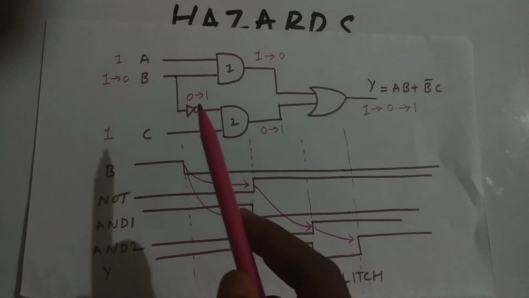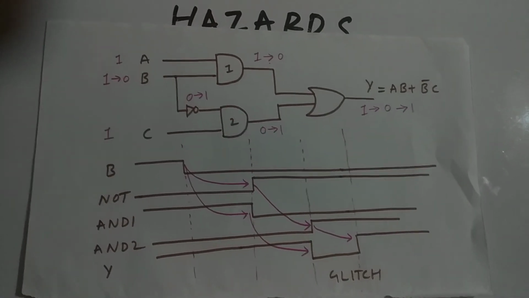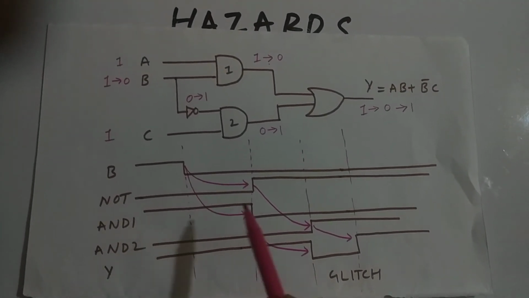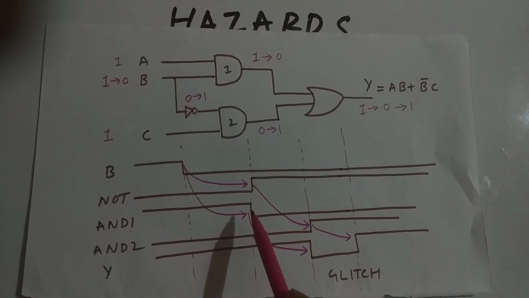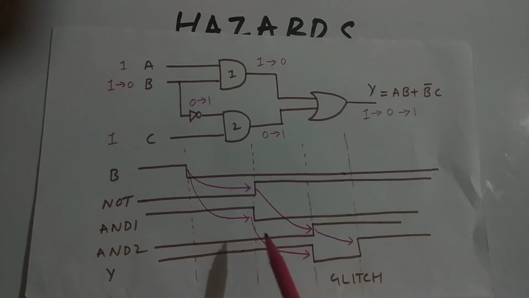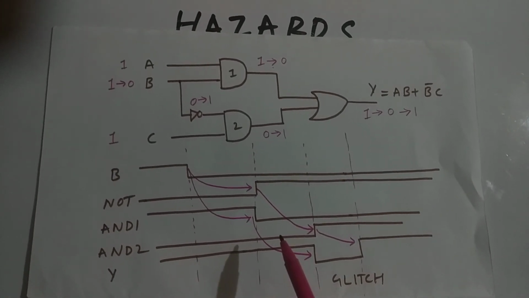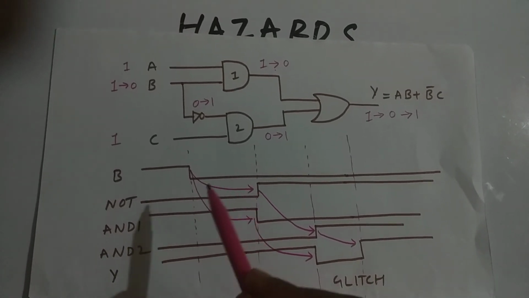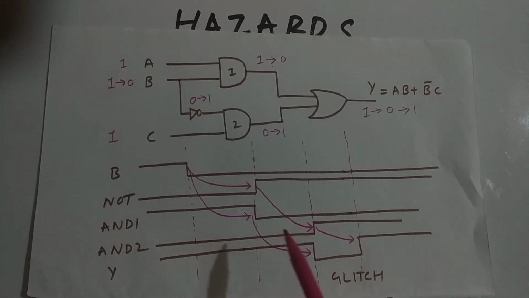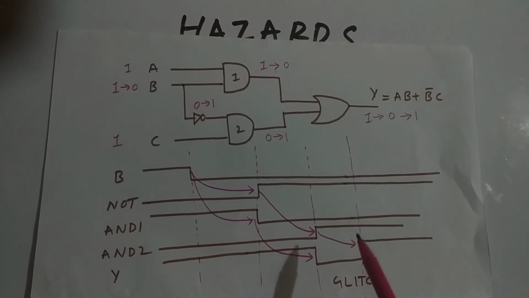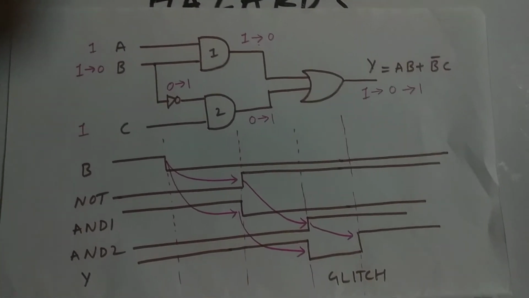Consider the propagation delay of the AND gate and NOT gate to be equal in this case. So it is changing after the propagation delay of the AND gate, but the AND 2 gate output is still remaining at 0. It should change to 1. Due to the propagation delay of the NOT gate, we are getting the output late over AND 2. As a result, we are getting a glitch which is not required.